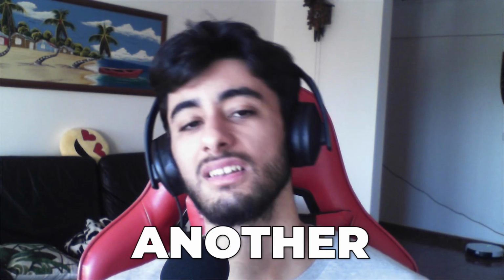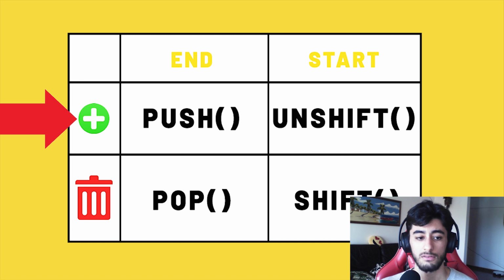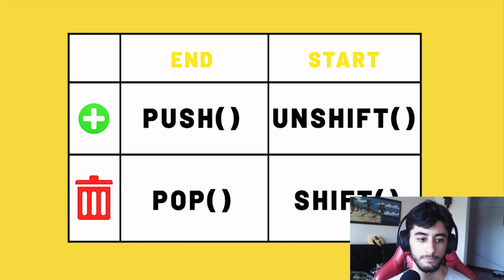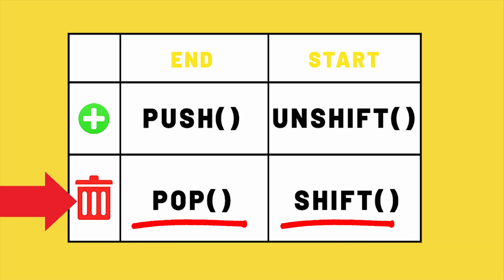There is yet another thing that's not specified in this table, but it's pretty easy. The functions that add, so the push and unshift, will always return the new length of the array, while the pop and the shift will always return the value of the element that they removed. So let's try to use it.